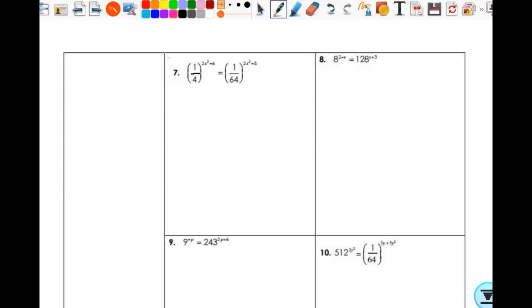I can use 1/4 as a common base. I got to check that first. 4 times 4 is 16. 16 times 4 is 64, so that's going to work. So I could use 1/4. I could make it into 1/2. I could use 4. I could use 2. Got lots of options here.